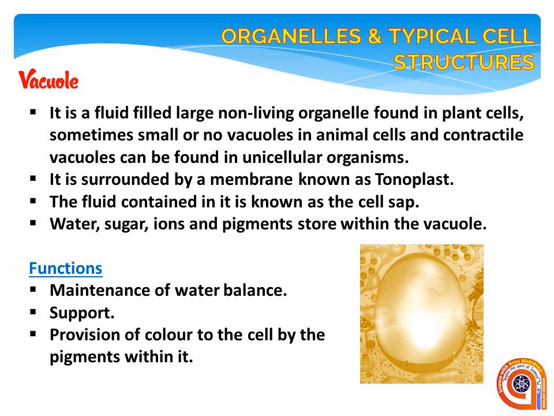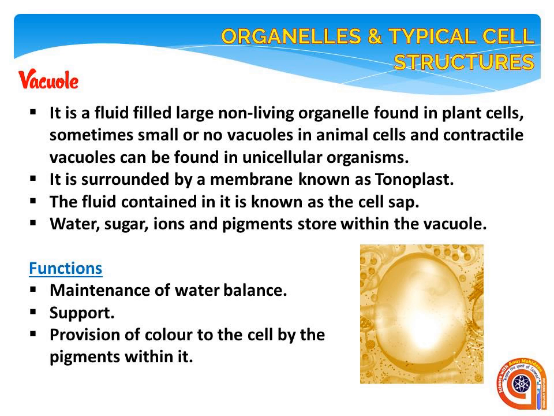The fluid contained in it is known as the cell sap, and this cell sap contains many pigments, ions, water, sugar. And the functions of this vacuole are maintenance of water balance. Since it contains water, it stores water, it maintains the water balance, and it gives support. Just imagine a balloon filled with water. A water-filled balloon becomes turgid, hard, tough. In the same way, since this vacuole is filled with water, it gives support, it becomes hard. Provision of color to the cell by the pigments within it, and also the color to the cell will be given by these pigments present inside the vacuole.